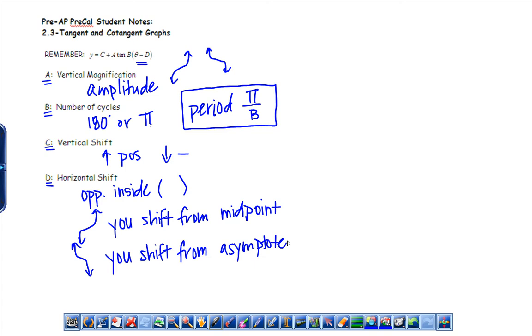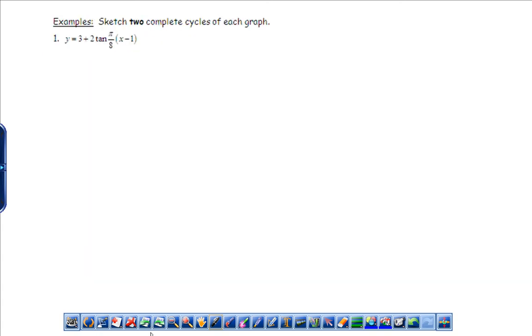Okay, let's go ahead and try a couple of graphs. So it says sketch 2 complete cycles. So this is tangent, and I'm going to start with the amplitude, or you can say vertical magnitude, and that is 2. And I like to go ahead and say this is tangent. Then the period. Remember, with tangent or cotangent, you're always going to start with a pi and divide by pi over 8, and that gives me 8.